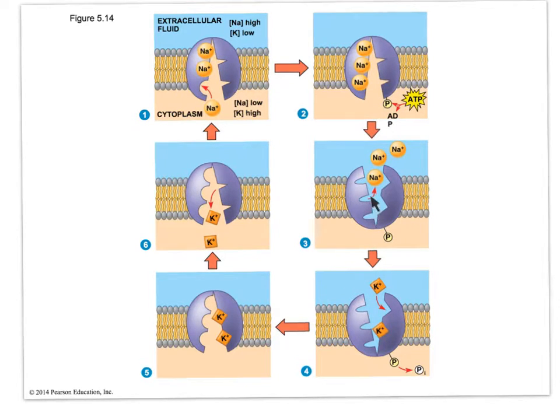When that happens, the protein no longer likes sodium as much, and releases them to the outside of the cell. In this structure, once sodium is released, potassium now binds to the protein. Potassium binds, and that causes the protein to return to shape, and it loses that phosphate. It returns back to its original shape, releasing potassium into the cell, and then back to the same point.